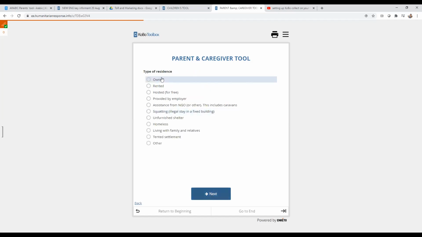Then the type of residence. Sometimes this one is a difficult one. I won't go through all of them, but squatting means an illegal stay in a fixed building. Sometimes people are staying in a government building or a school building that they don't own and don't have permission to stay in. This is what we call squatting. But I don't think they will be honest enough to tell us that they are staying in this building illegally.